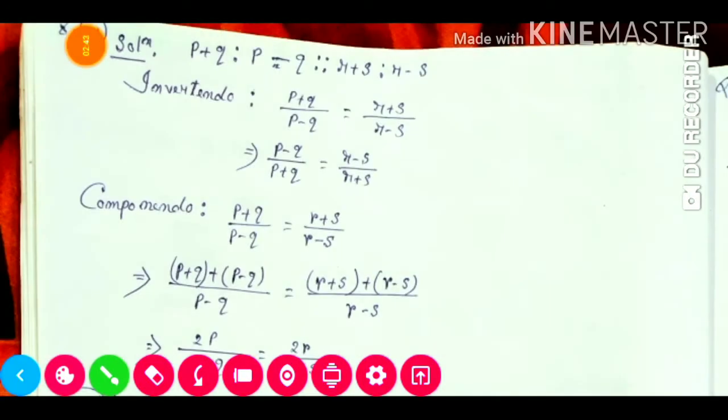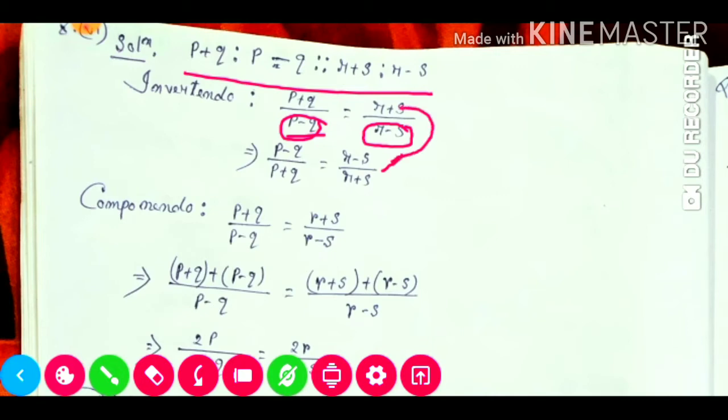Question number 6. This one is given: (p plus q)/(p minus q) is equal to (r plus s)/(r minus s). For invertendo, the reciprocal, the denominator becomes the numerator and the numerator becomes the denominator. So invertendo is finished. Componendo means what? The denominator we need to add to the numerator.